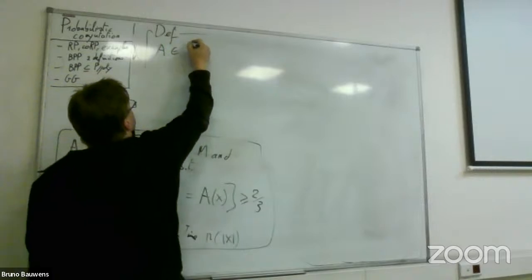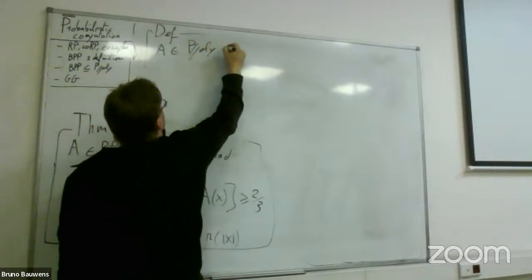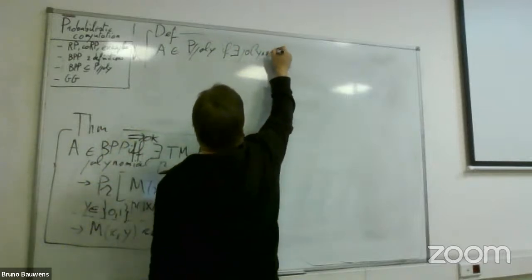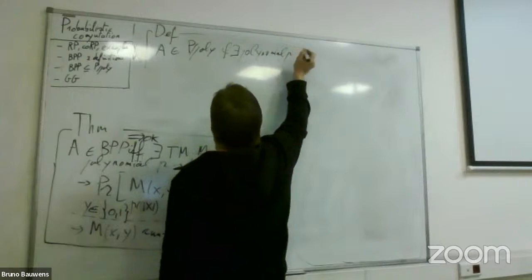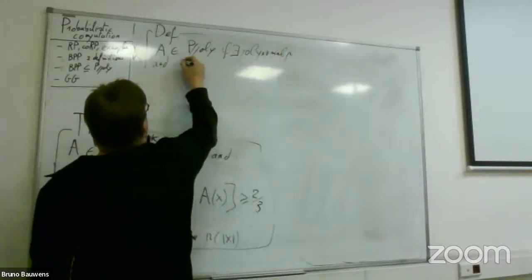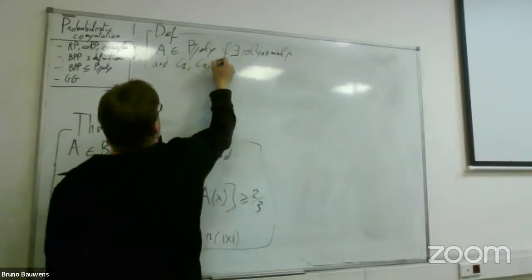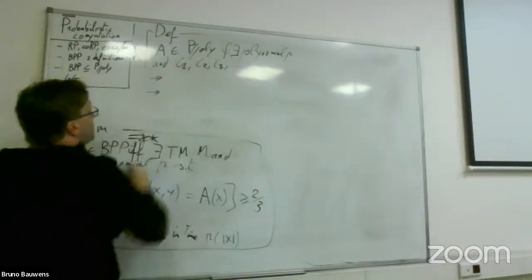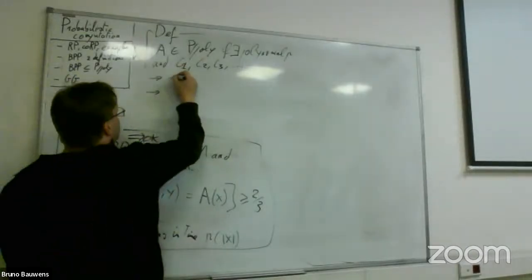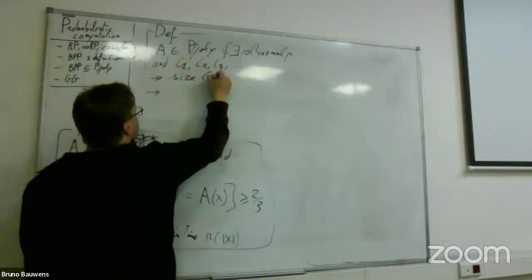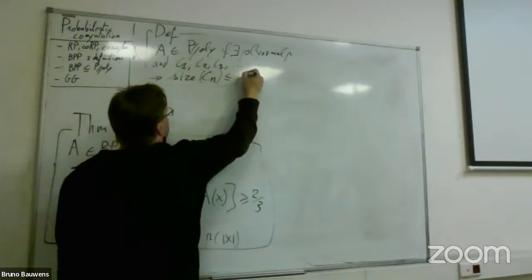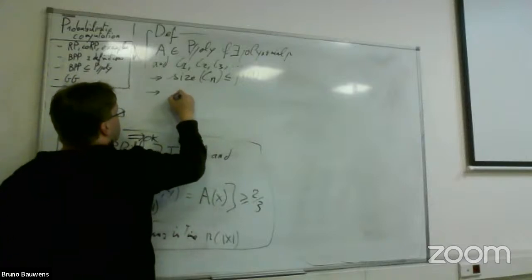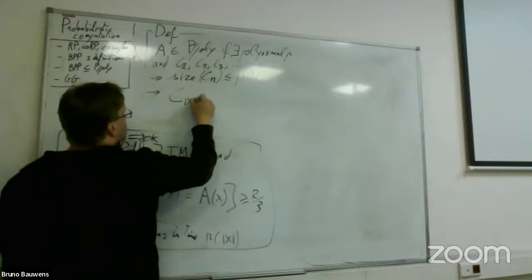So A is in P/poly if there exists a polynomial P and a family of circuits, C1, C2, C3, and so on. So if two conditions are satisfied: the size of the circuit is bounded by P of n, and every circuit gives correct answers on inputs of its length.